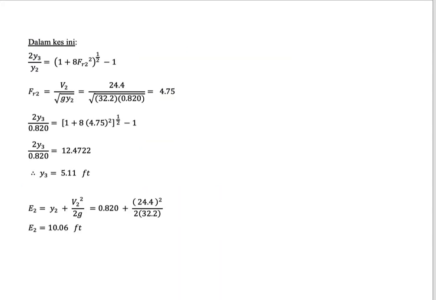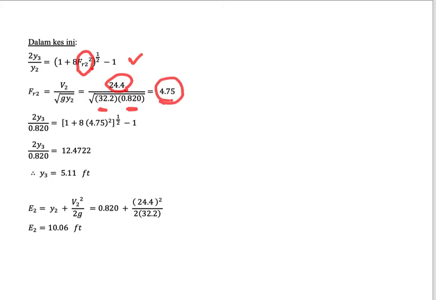Okay, let's say we are using this equation. What we need to do is calculate the Froude number at point 2. The equation for the Froude number is v over the square root of g y. So we substitute the value of v2, and then we substitute the gravity and also the height y. So we get the Froude number is 4.75.